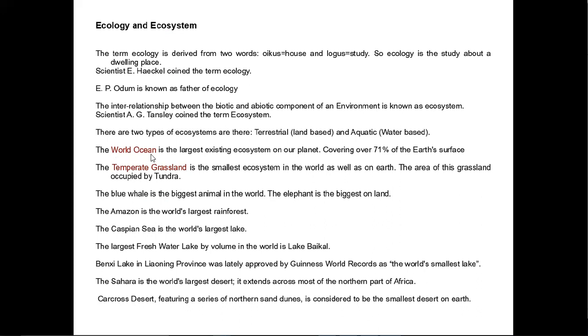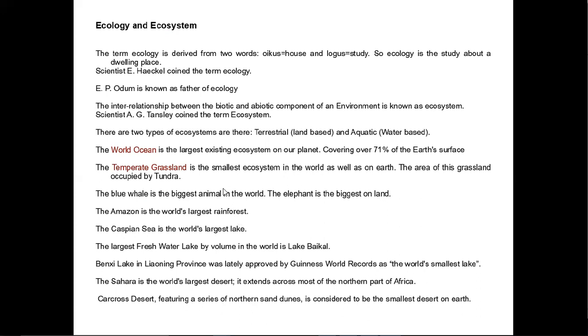The world ocean is the largest existing ecosystem on our planet, which covers 71% of the earth's surface. Similarly, which one is the smallest ecosystem in the world? The temperate grassland. Remember, the temperate grassland is the smallest ecosystem in the world as well as on the earth, and the area of this grassland is occupied by tundra only.